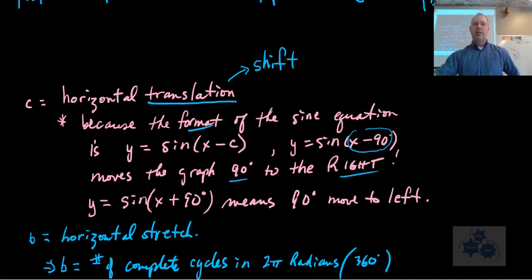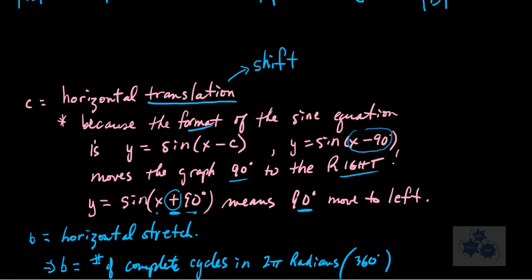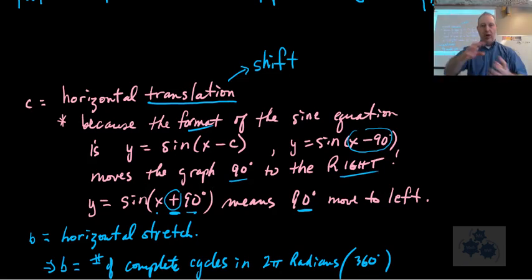Okay? And then the other piece to that, of course, is if you see an x plus something, that means it's that something to the left. It moves it to the left. So this is kind of opposite world here when you look at the signs, okay? All right. So A, B, C. Okay. All right, so let's see what D is.